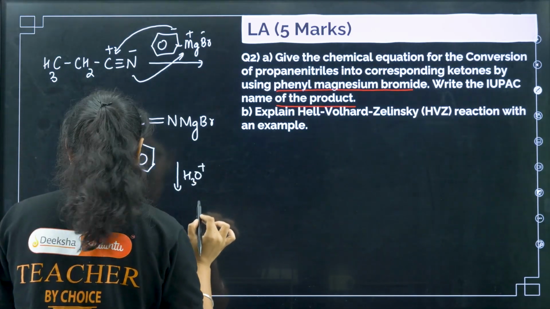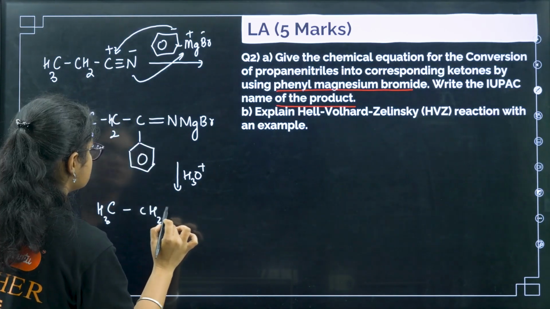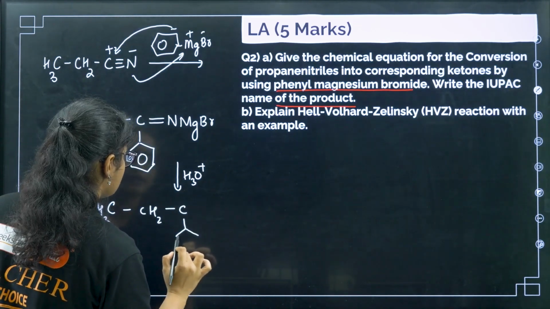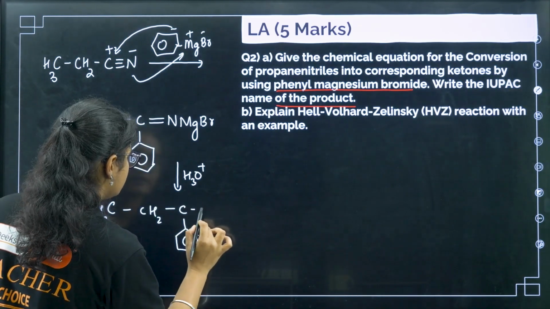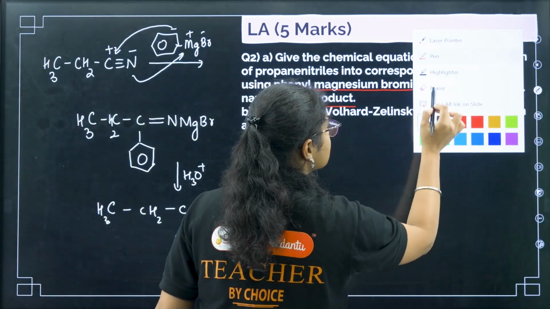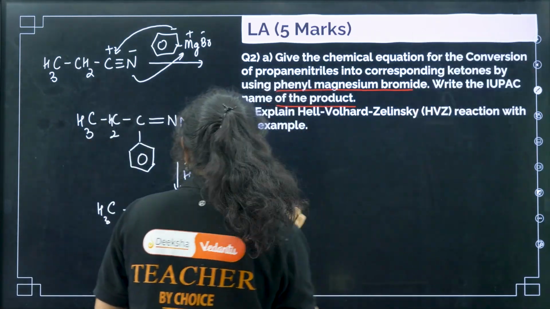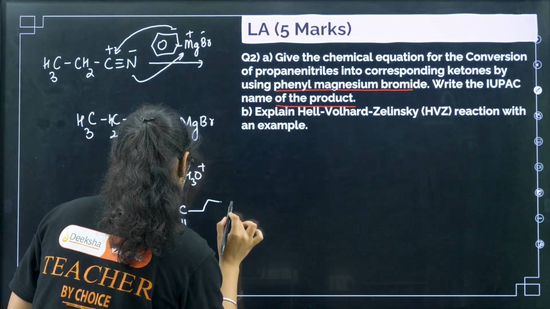Okay, so what we will get? CH3 CH2 C, then I have phenyl, and here it will come double bond O. Okay, so we can write it like this. One second, let us write like this, C double bond O phenyl group.